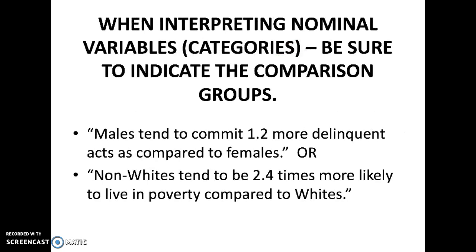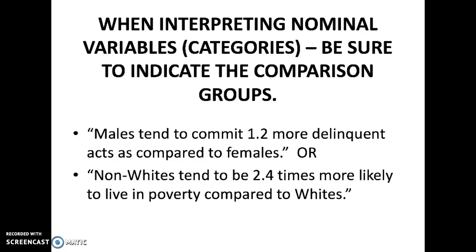When interpreting nominal variables with categories, be sure to indicate the comparison groups so that we remember how that variable was measured. Because I'll tell you right now, the reader's probably not going to go all the way back to your method section and ask, how did they code that? Who is in the variable? It's just more convenient for them to see it right in the result when they're reading about it.